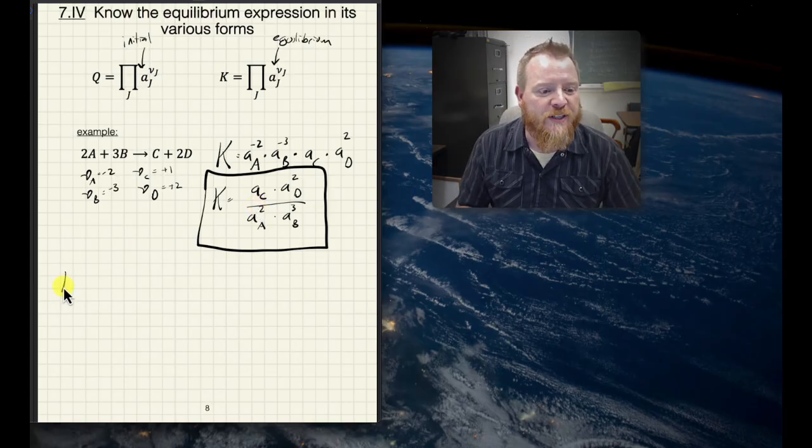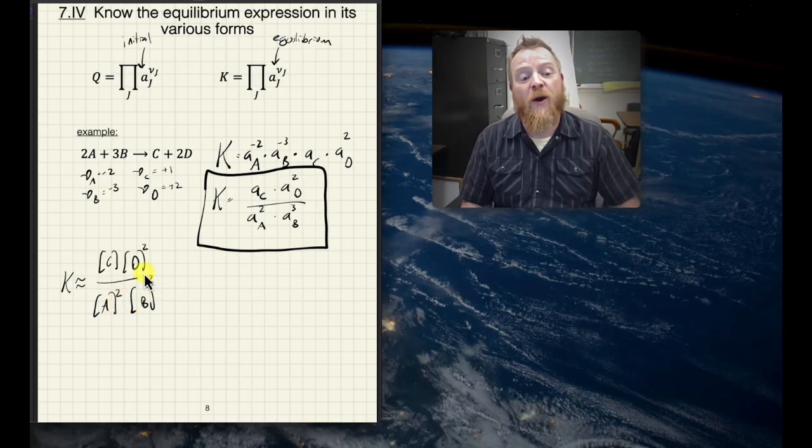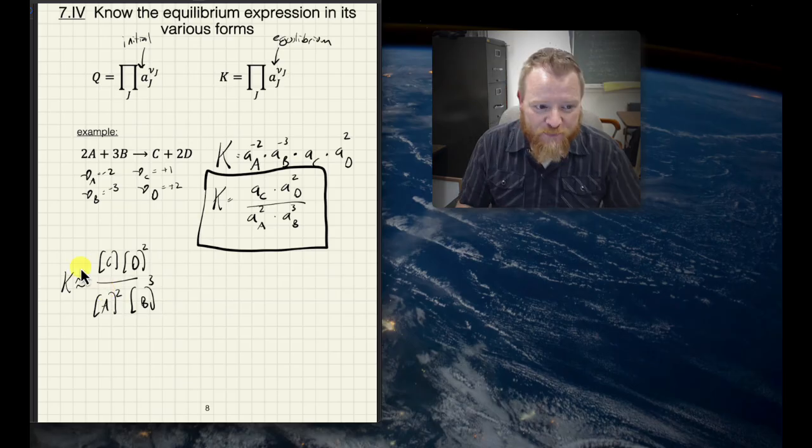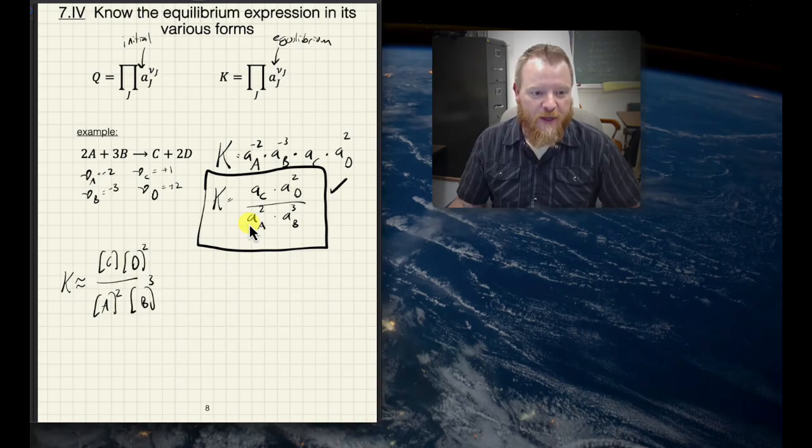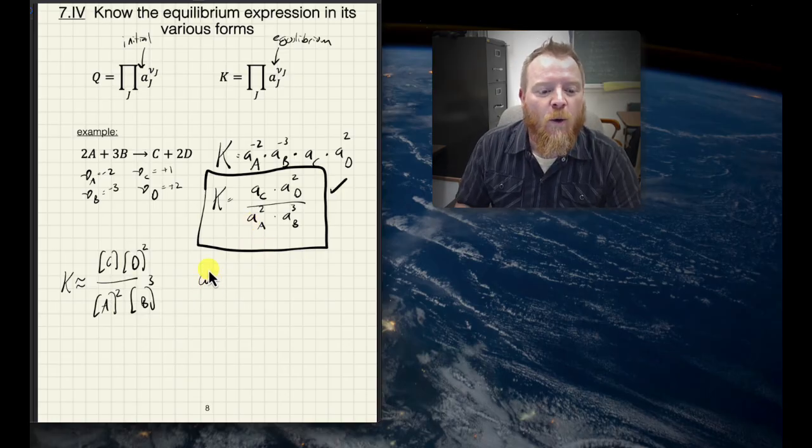So what you're routine to seeing, and I'll write this as an approximation, is that would be the concentration of C times the concentration of D squared over the concentration of A squared times the concentration of B cubed, right? You're used to seeing it like that. That is technically only approximate. It's more correct to list it in terms of their activities. Now you also might be asking, what about solids and liquids?